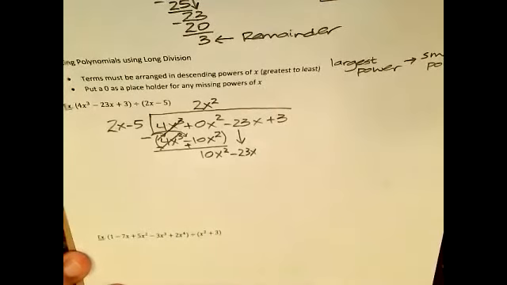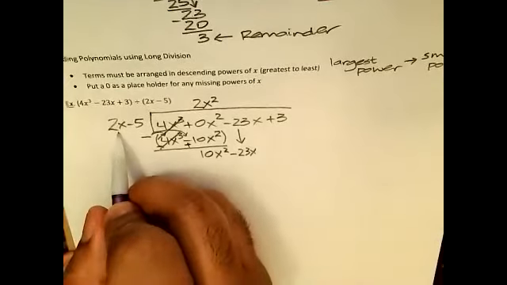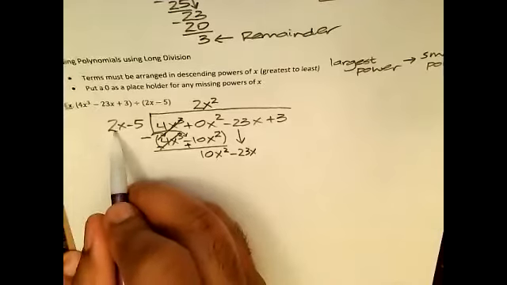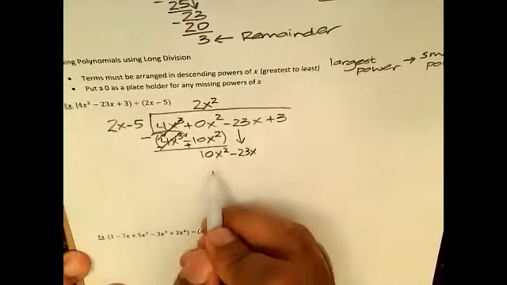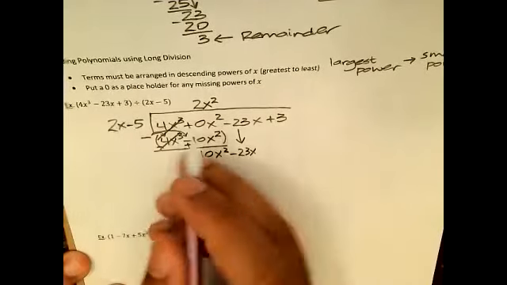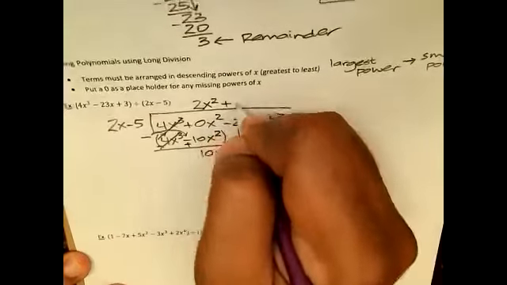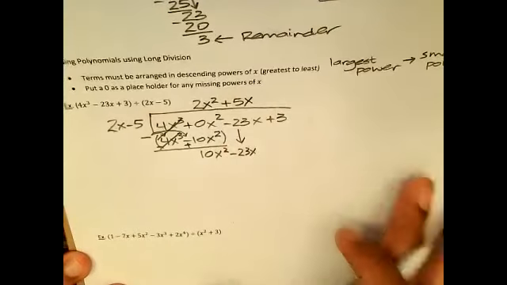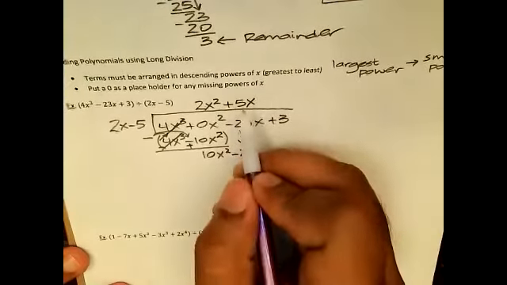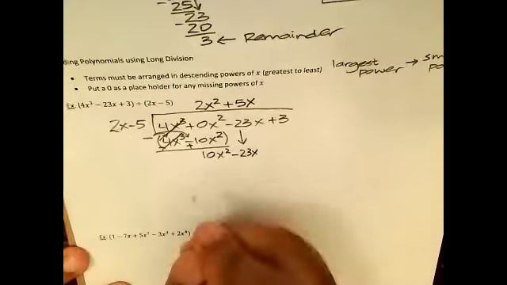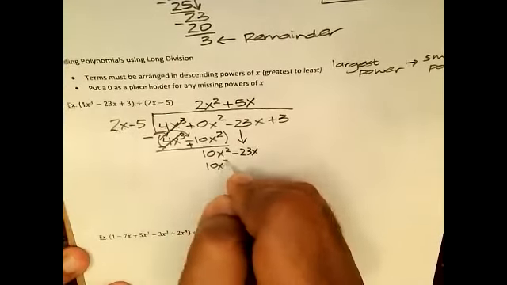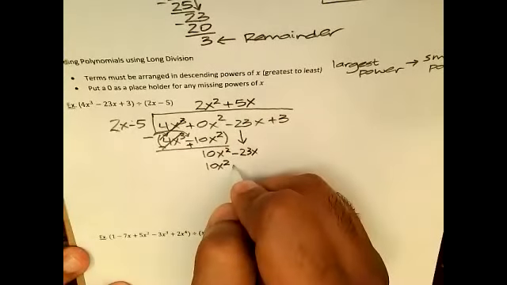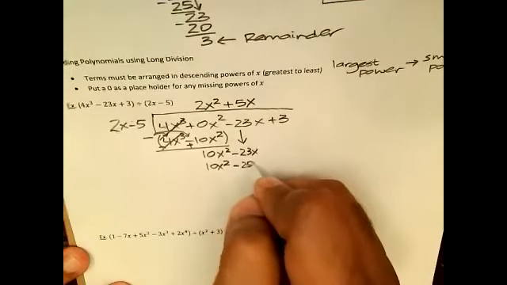Now I'm going to do this again. Out here I have 2x, and down here I have 10x squared. I need to figure out what to multiply by 2x to get 10x squared. So I need 5x, and I'm going to put the 5x up here. Then I multiply 5x times 2x, which gives me 10x squared, and 5x times negative 5 gives me negative 25x.